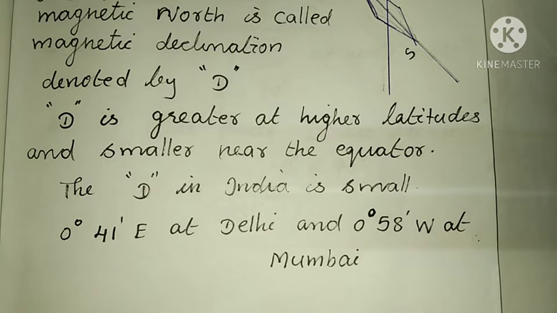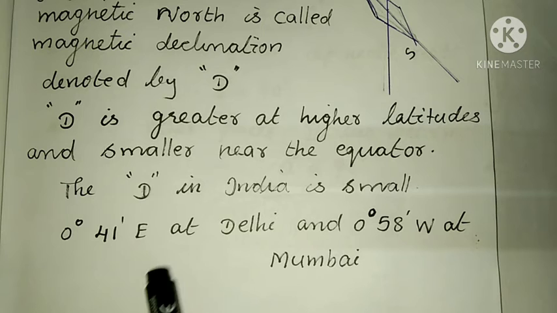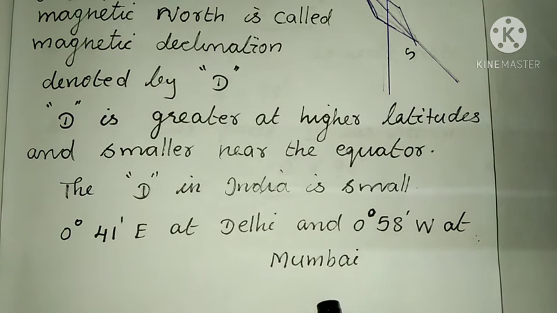Clear? So that means the magnetic declination at Delhi and Mumbai are noted here. This means that the north pole of a compass needle almost points in the direction of geographic north. So the declination is small.